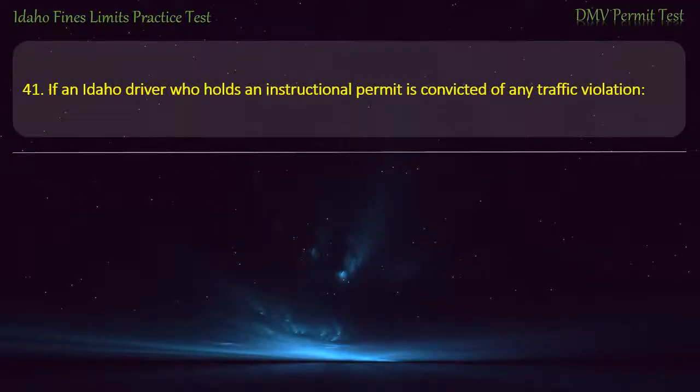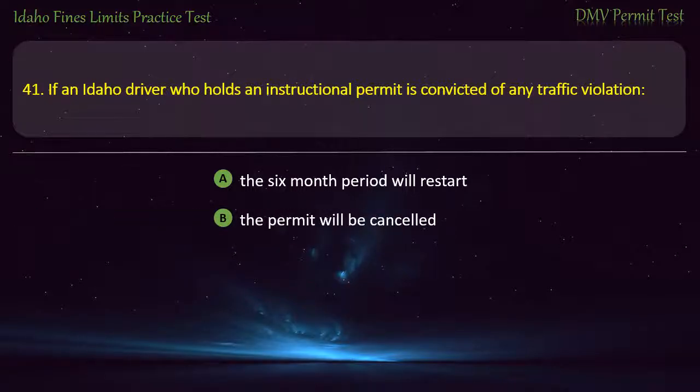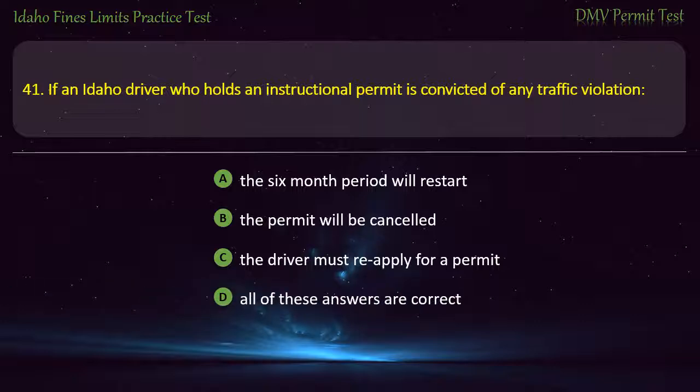Question 41. If an Idaho driver who holds an instructional permit is convicted of any traffic violation, the 6-month period will restart, the permit will be cancelled, the driver must reapply for a permit, all of these answers are correct. Answer: All of these answers are correct.